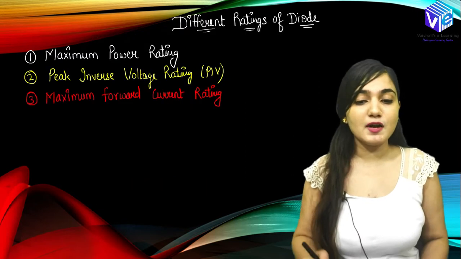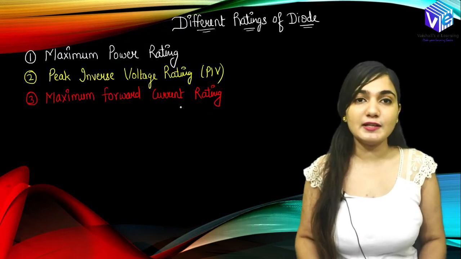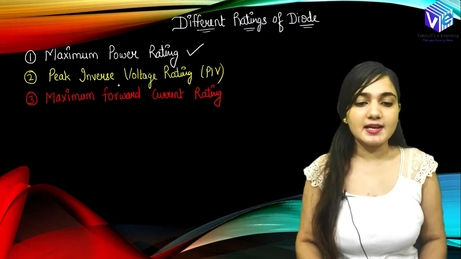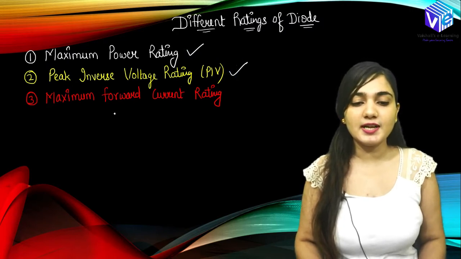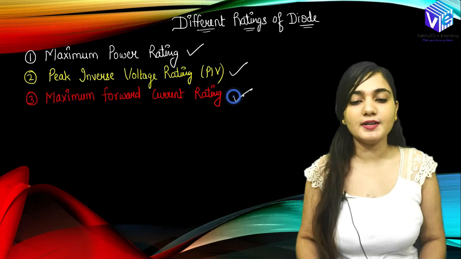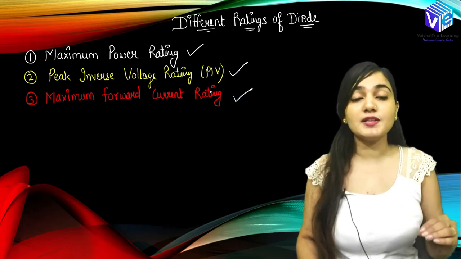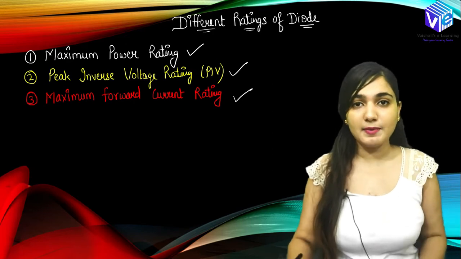Right, so broadly we are going to talk about three types of ratings of the diode. First is the maximum power rating, second is the peak inverse voltage rating, and third is the maximum forward current rating. All of these three things I have to consider while using my diode.